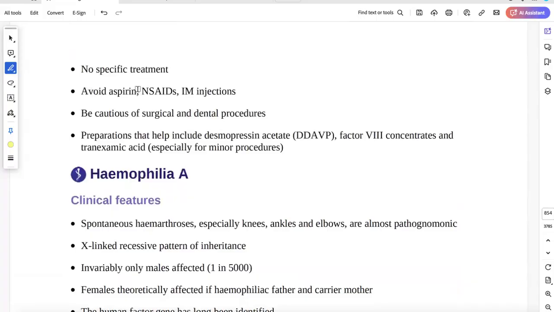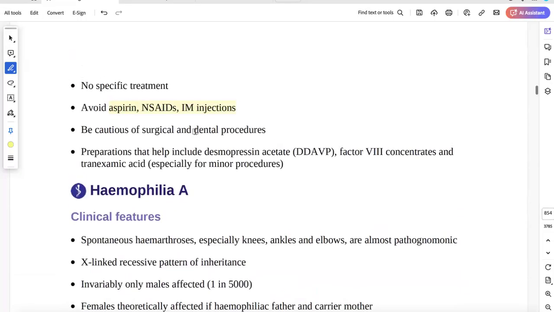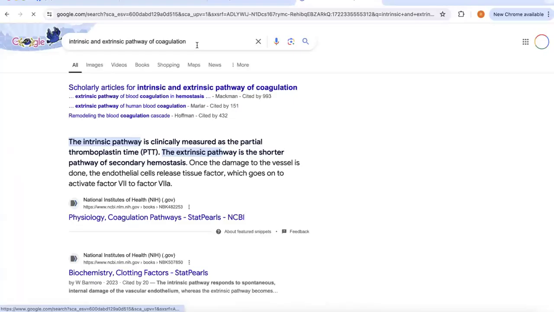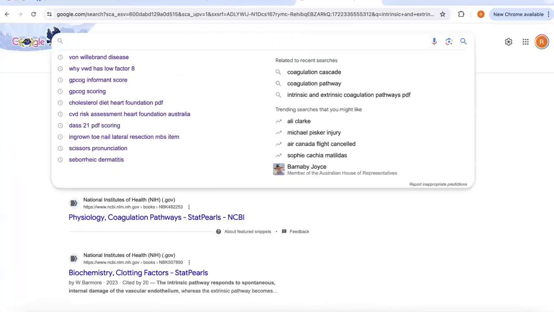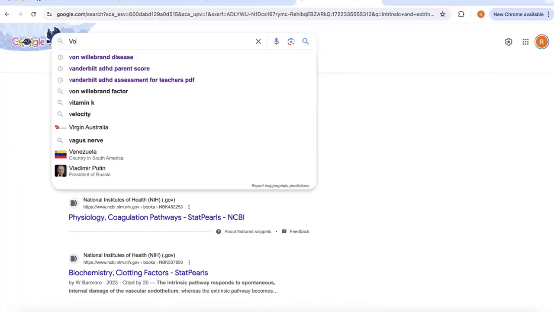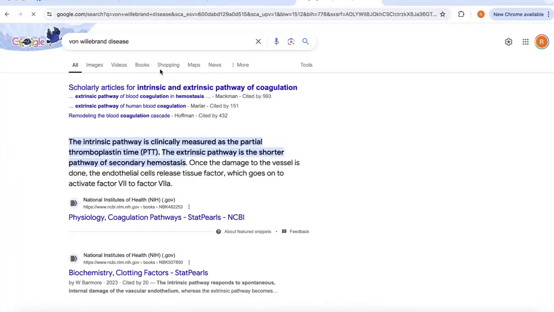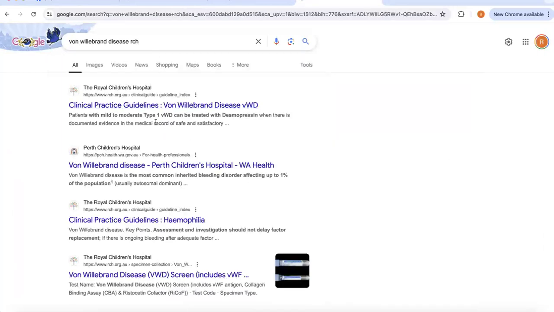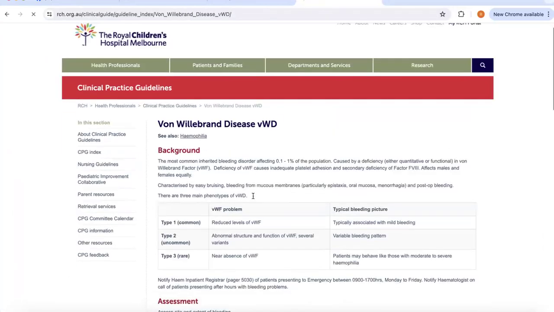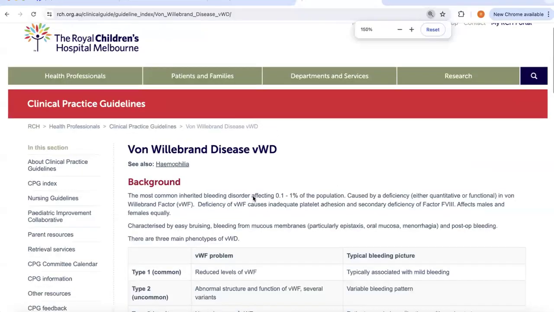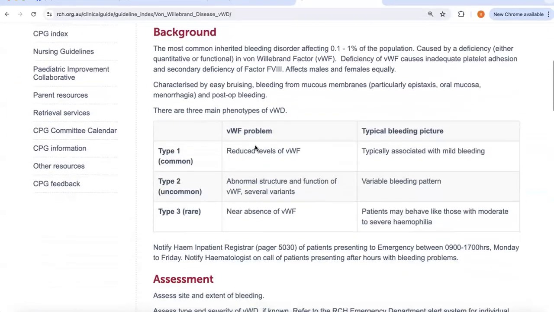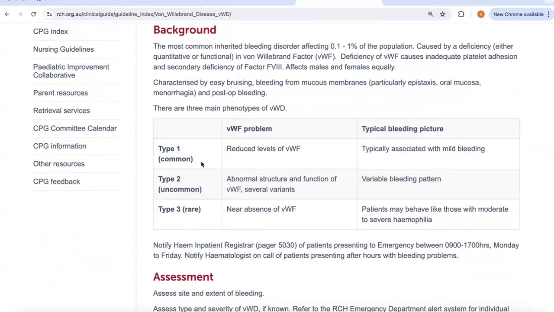So no specific treatment is needed. Avoid anything which can increase bleeding. And there are some treatments that are also written quite well in RCH. So let's have a look. So you can see there are three types of von Willebrand disease.